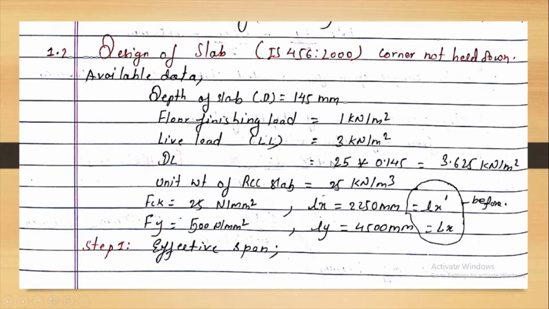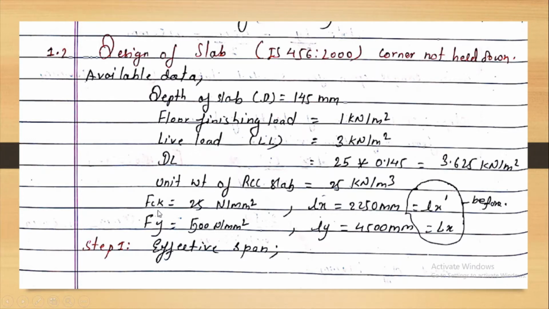This 25 is the unit weight of RCC slab, and I'm multiplying it with the depth of slab, 0.145, which is in meters. By multiplying these two values, I'm getting 3.625 kilonewton per meter squared. This way we can calculate the dead load of the slab.